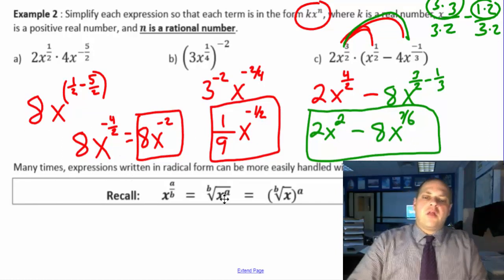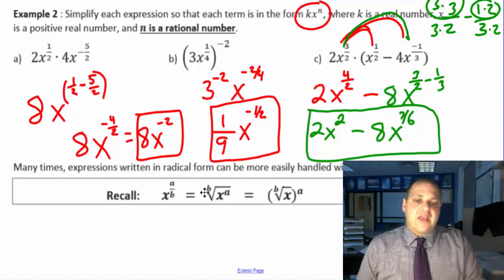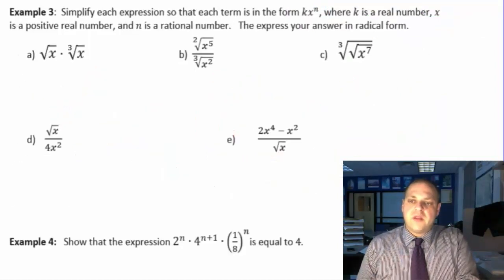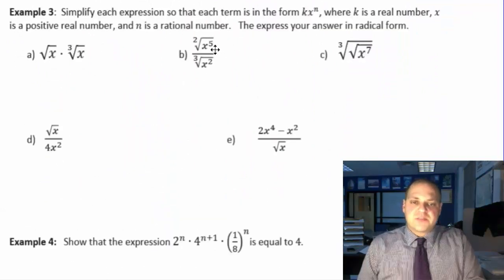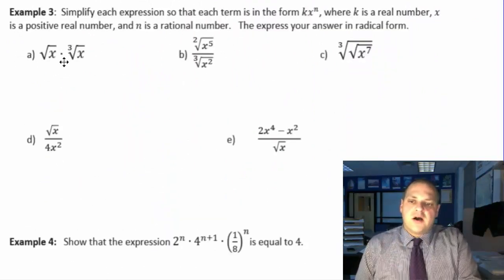All right. Recall these properties here. X to the a over b is x to the a radical b, the b root. Okay, power over root. The a is the exponent, the b is the root. And there's another way of writing it. So just recall that from our other lesson. We got some more examples here. Simplify each expression. So here we go.